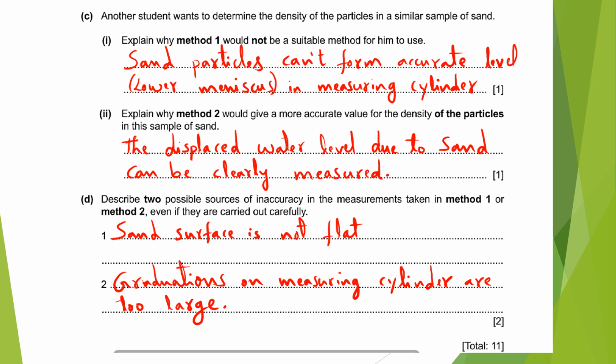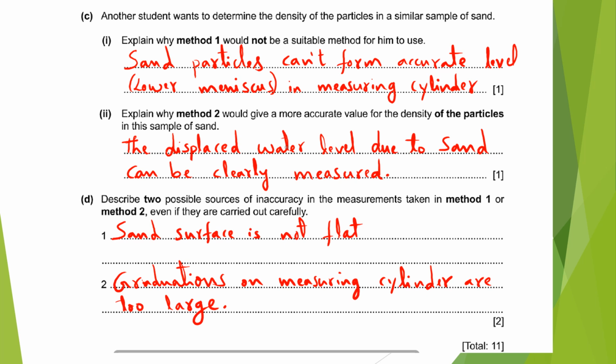Explain why method 1 would not be a suitable method for him to use. So clearly in method 1 there is no water used, and hence the sand level formed is not flat, and hence volume will be wrong and it will affect the density. So we can write: sand particles cannot form accurate level in measuring cylinder.